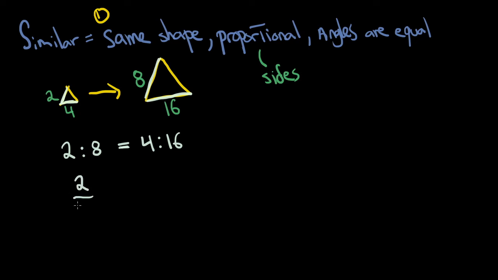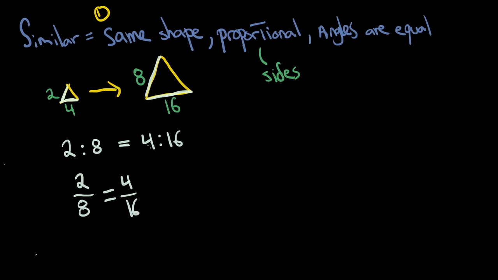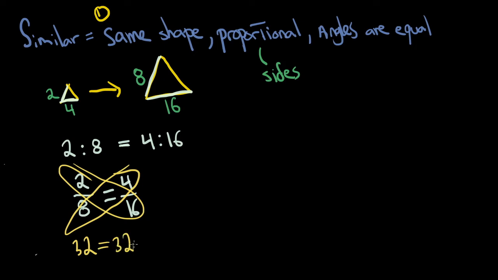So let's take a look at it. This would be 2 to 8. And is that going to be equal to 4 to 16? If you set your ratios up there, is it proportional? Hopefully you remember how to cross multiply. If you're cross multiplying, would they be equal? That's the question, right? Here we're going to find that 32 is equal to 32. Yay! That's pretty neat, isn't it?